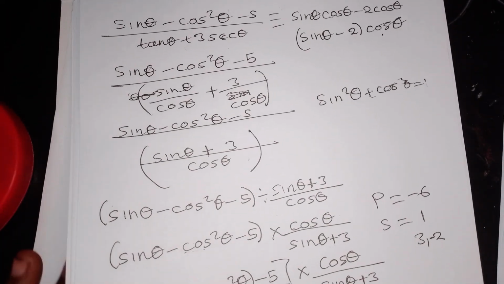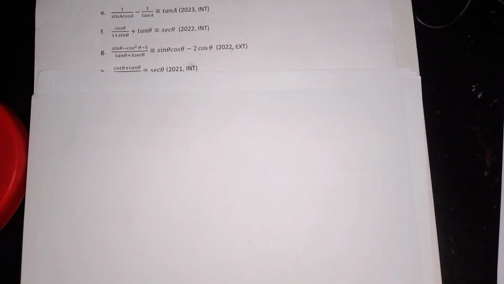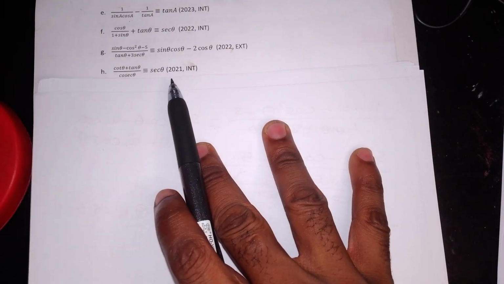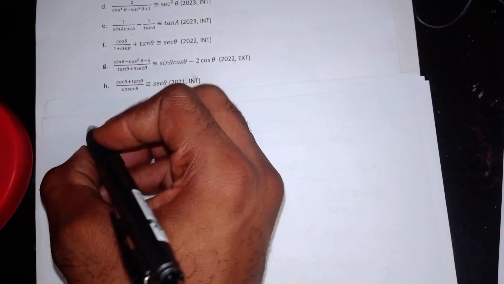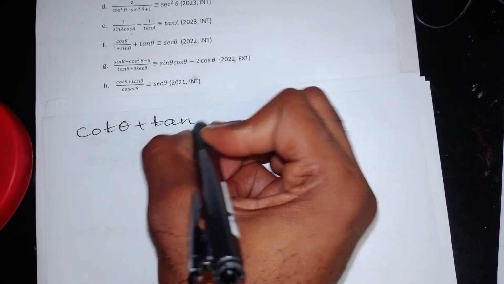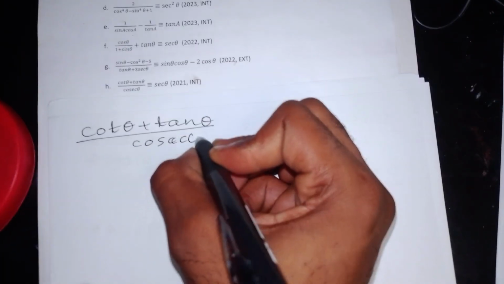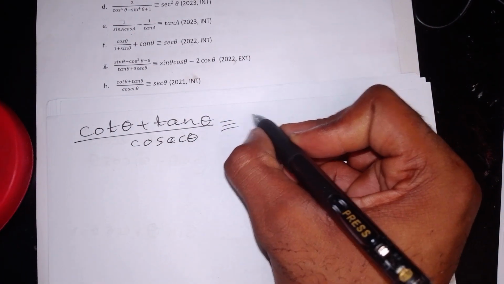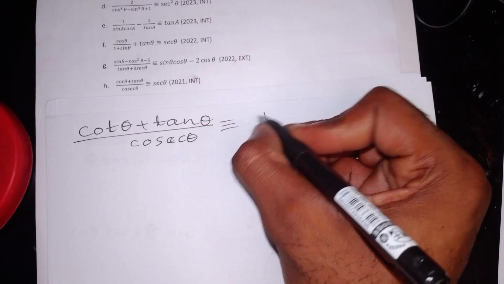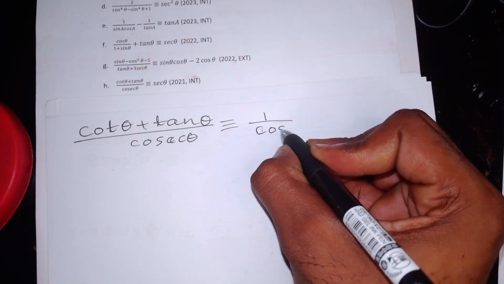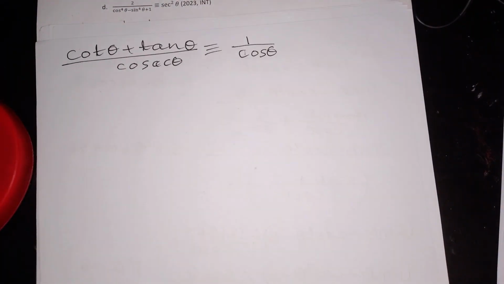So this one was a bit challenging. In fact, the entire paper was challenging. And then we have 2021. We have cot theta plus tan theta, then everything over cosec theta is equivalent to sec theta. So remember, sec theta is simply 1 over cos theta.